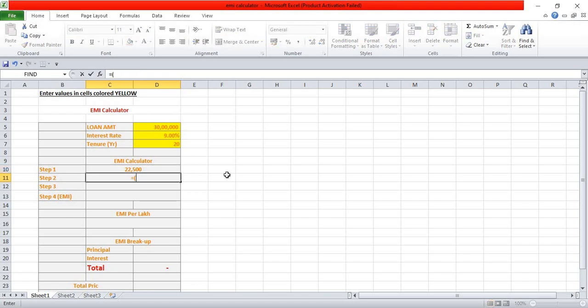In step 2, we'll say 1 plus, into bracket, this interest per annum divided by 12. I'll complete the parenthesis for this particular division of interest. I'll complete the parenthesis entirely for this 1 plus interest division function, and then we'll say raised to the power of, again into bracket, now this is tenure in years. Okay, imagine this to be a housing loan. So multiply by 12, so 240 months, isn't it? I'll press enter here. Okay, this is the amount.